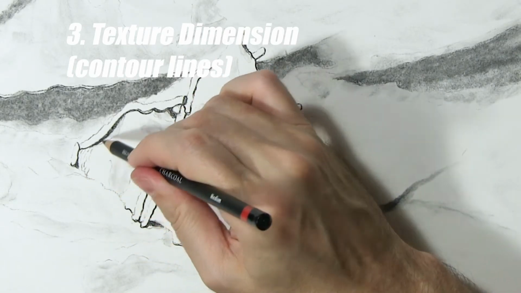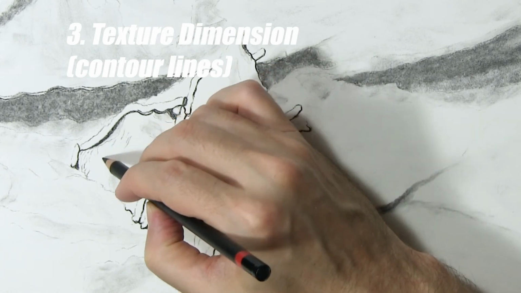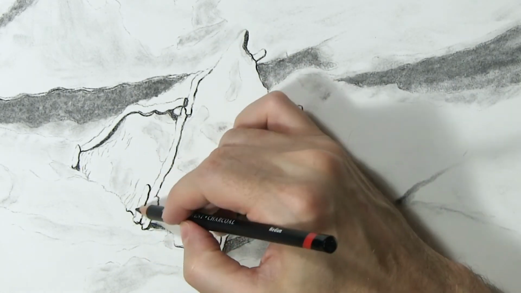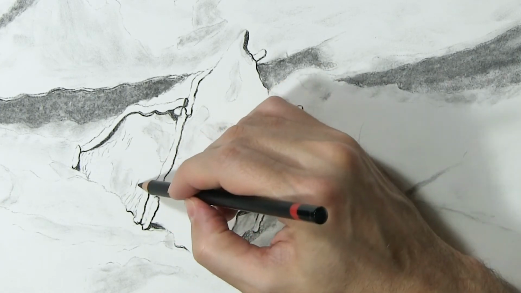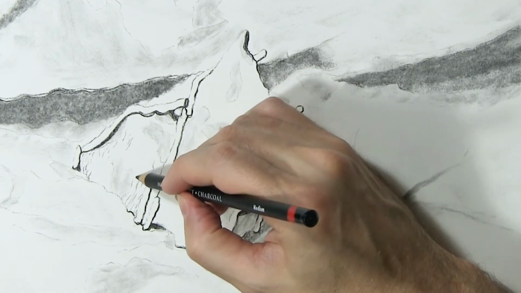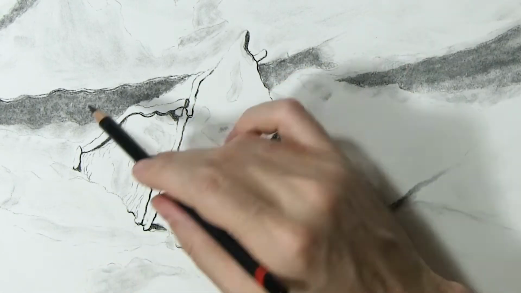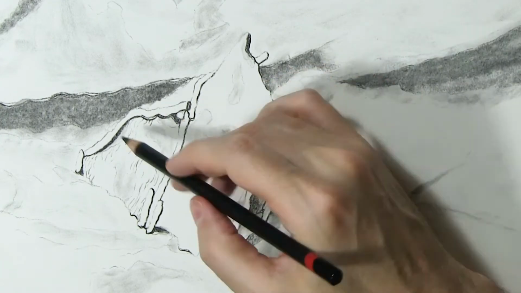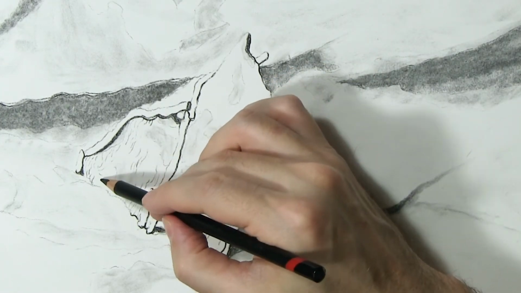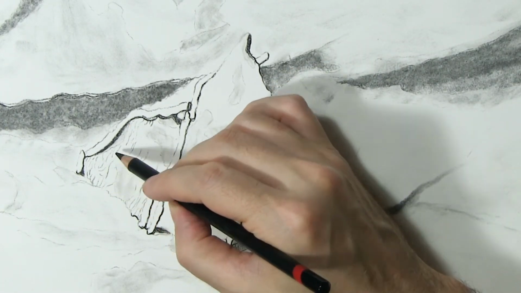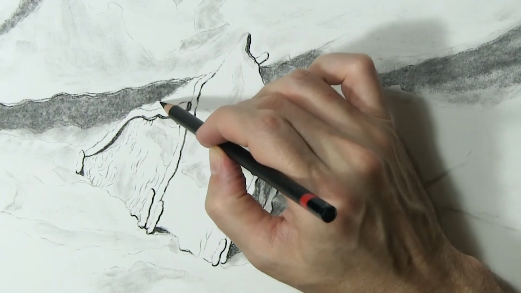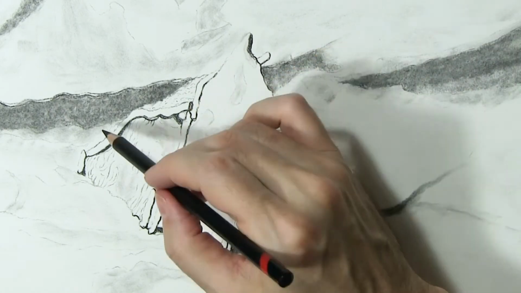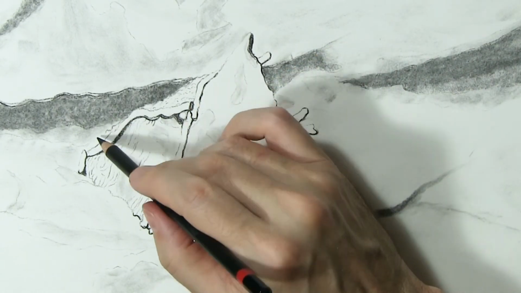The texture dimension. So we're looking at the surface of our subject and asking ourselves what kind of mark making is appropriate to express the texture. And I just want to say that anything is fair game. Dots, dashes, lines, marks, erasure, whatever is required in order to express the texture. That's an appropriate kind of mark making.